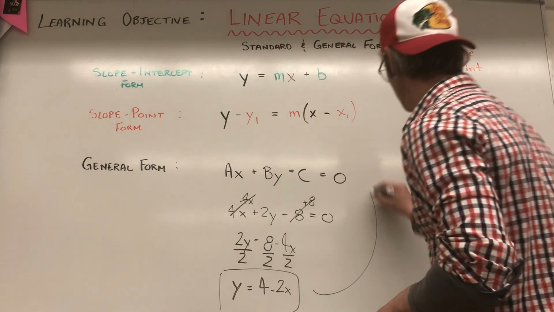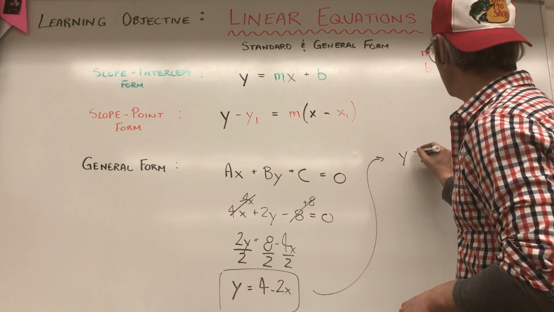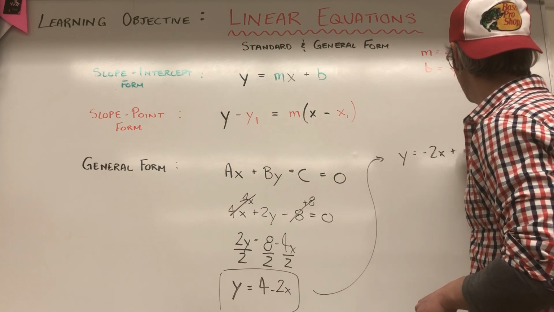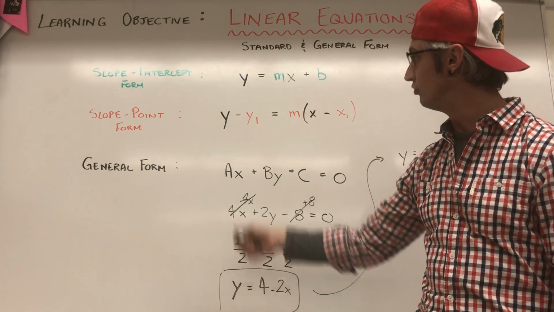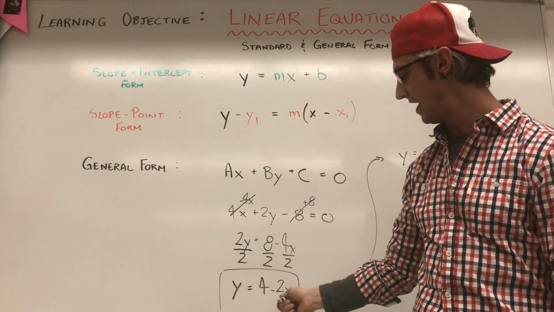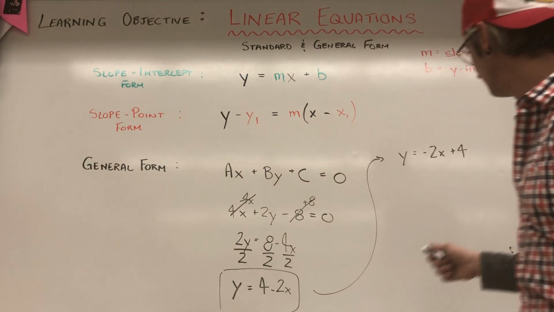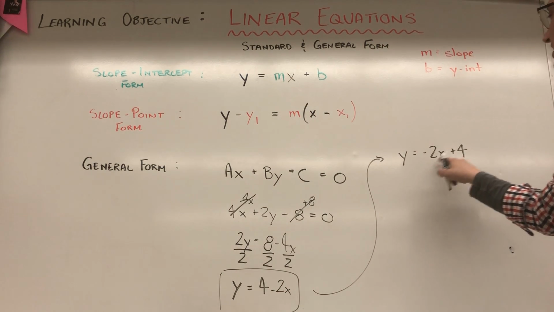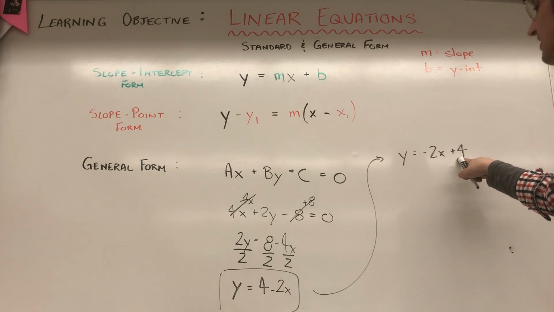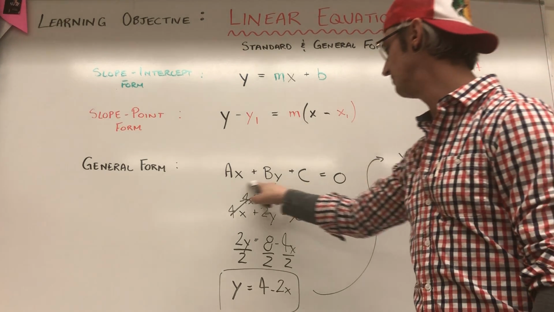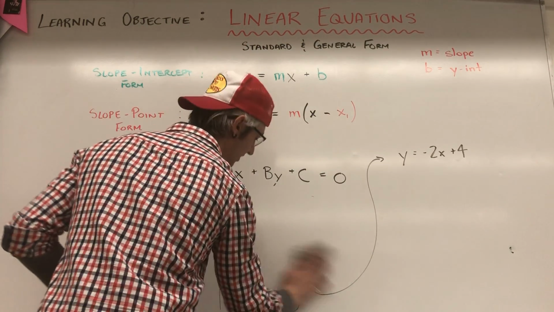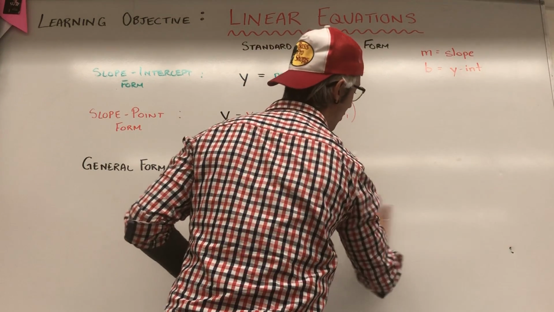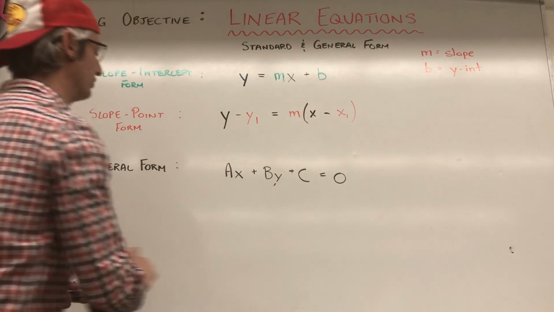which I could rewrite as y is equal to negative 2x plus 4. Remember, just because the 4 shows up first doesn't mean it's my m. My m is always connected to my x. And so in this case, my slope is negative 2, and now I can see that my intercept is 4. And I got that just by playing around with the general form. So general form, very important. We see it all through high school math and afterwards.